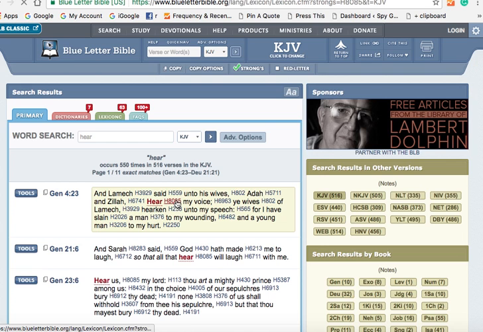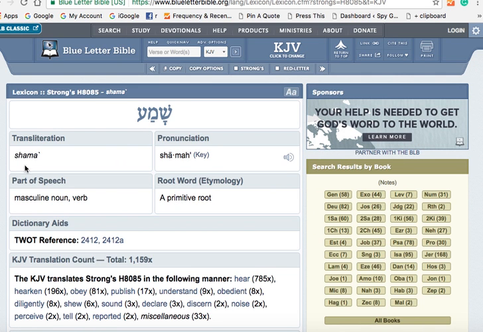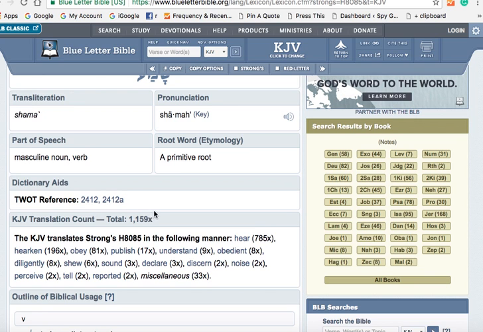So we're going to go back to 8085, and there you see Shama is spelled exactly the same way as it is in heaven, without question. Now the thing is, this word has been used a total of 1,159 times, and when it gets broken down, 785 times it's used as here, and then it's used as all these other synonyms too. This is how political correctness comes to be, when these words are changed to mean something other than what they actually do.